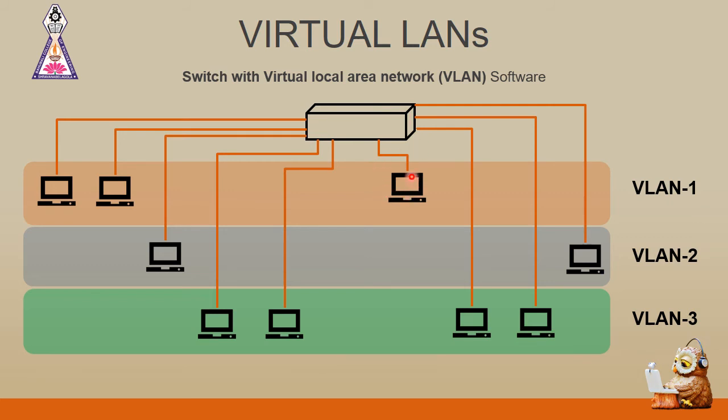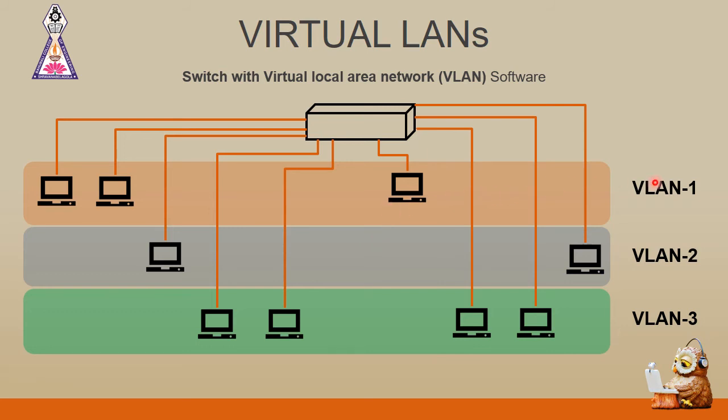That means the stations are identified not just by the physical address, but by the software identities that are given by the VLAN software. Here, any individual station that is present can be moved from one local area network to another local area network.